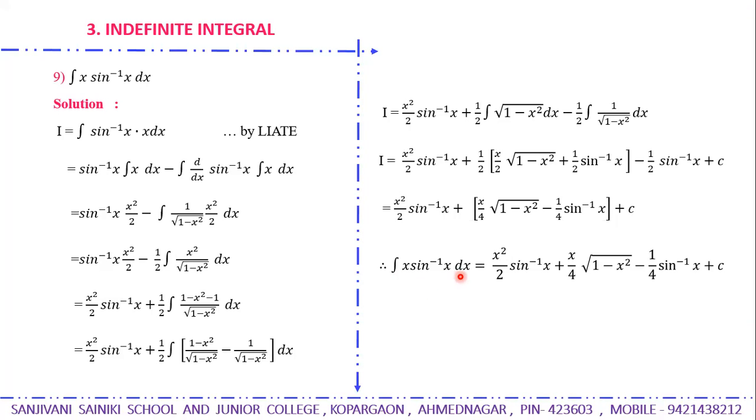So the integral of x sin inverse of x is given by x square by 2 sin inverse of x plus x upon 4 root 1 minus x square minus 1 upon 4 sin inverse of x plus c.